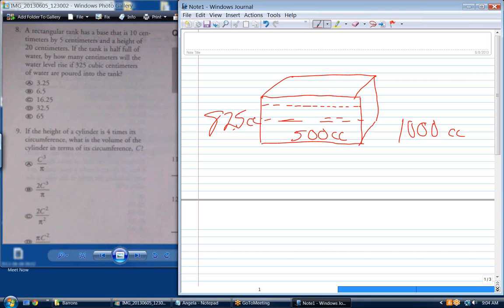It would, but they want to know the new height of the water. In other words, how much does the water level rise, which is the distance between there and there. If you can see that. In other words, it doesn't go all the way to the top. You'd have to add 500 cubic centimeters for it to go all the way to the top. So we know it goes somewhere between 10 and 20 centimeters up.